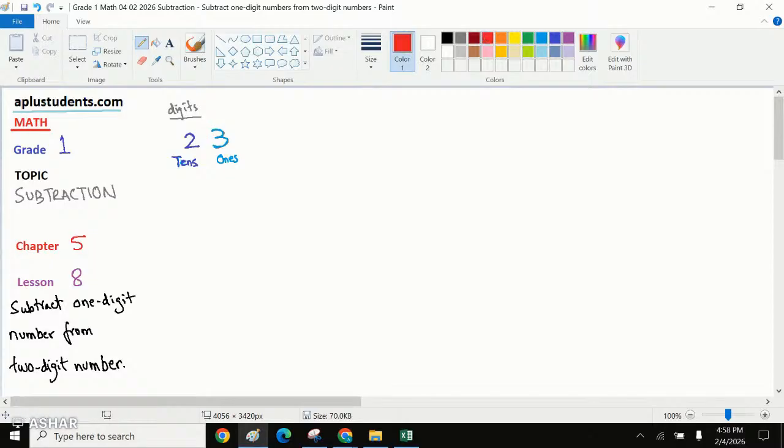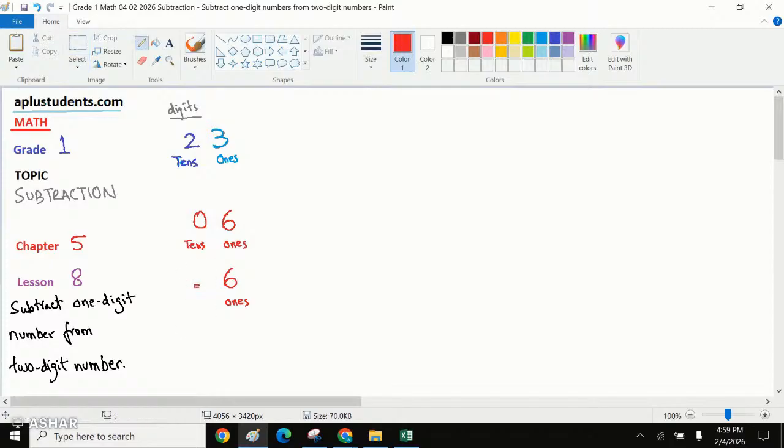But when we say one-digit number, this would only have 6 over here. 6 would be in the ones, agreed, which can also be written as 0 in the tens, right? But we don't write 0 usually. So what we would say is there would be only 6 ones. Do we agree? So we don't have to write 0 over there.